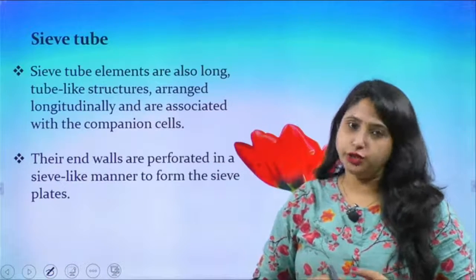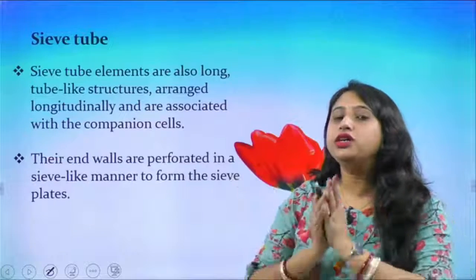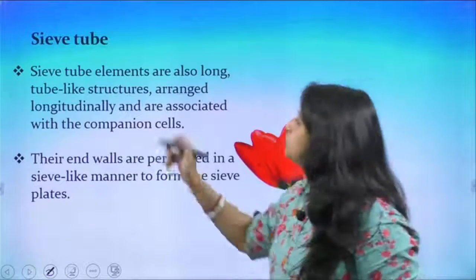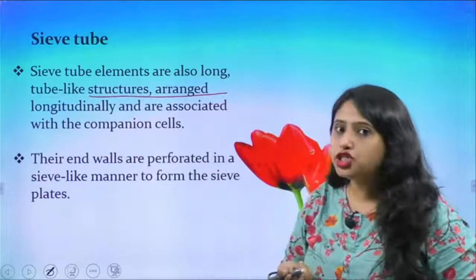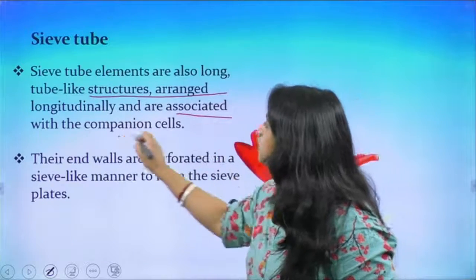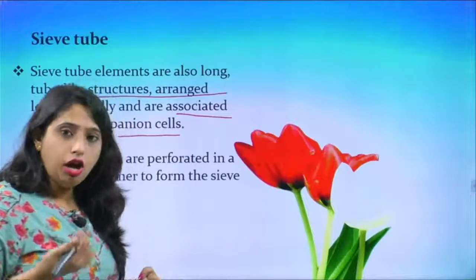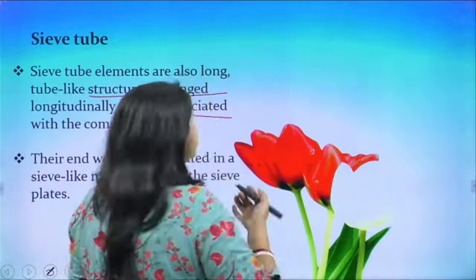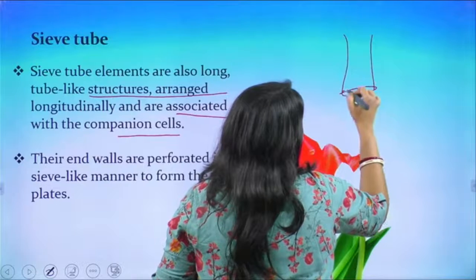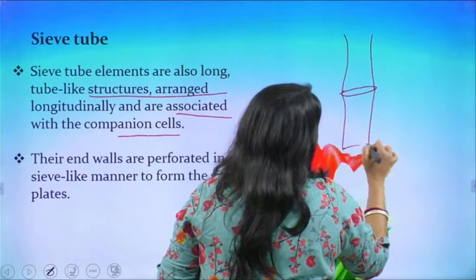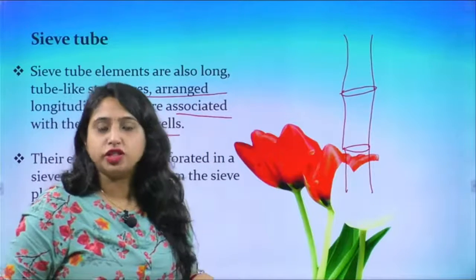The sieve tubes do not have their own nucleus. They share the nucleus with the companion cells. The sieve tube elements are long tube-like structures arranged longitudinally and are associated with the companion cells. They are long, so I can draw it this way. They are connected together with the help of plasmodesmata.